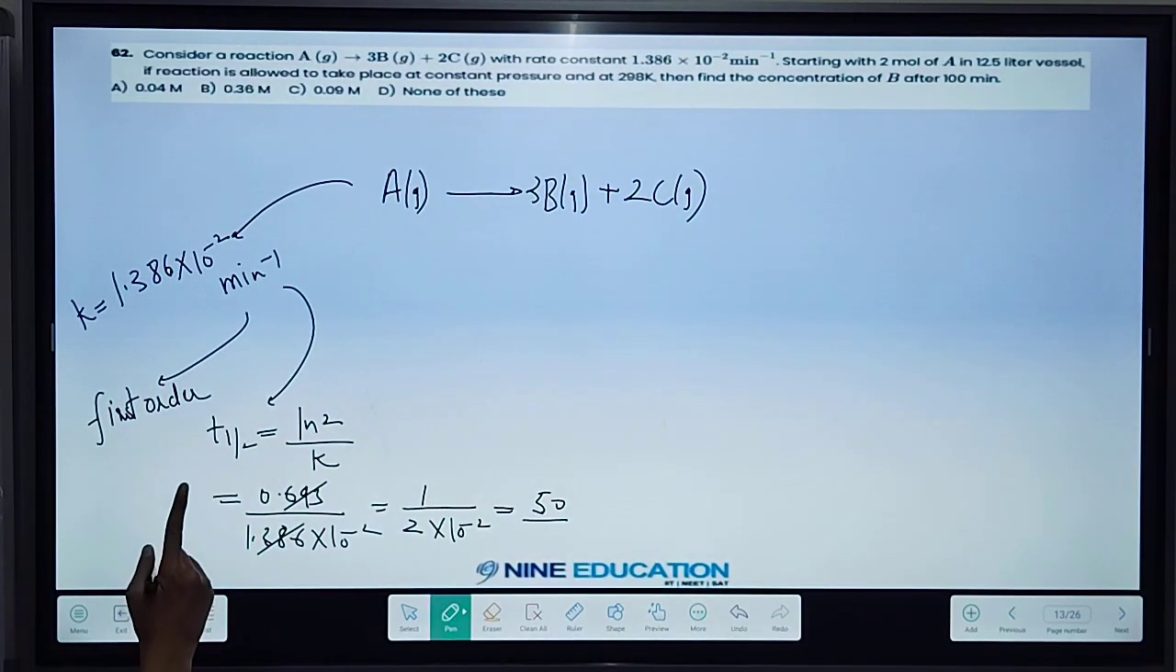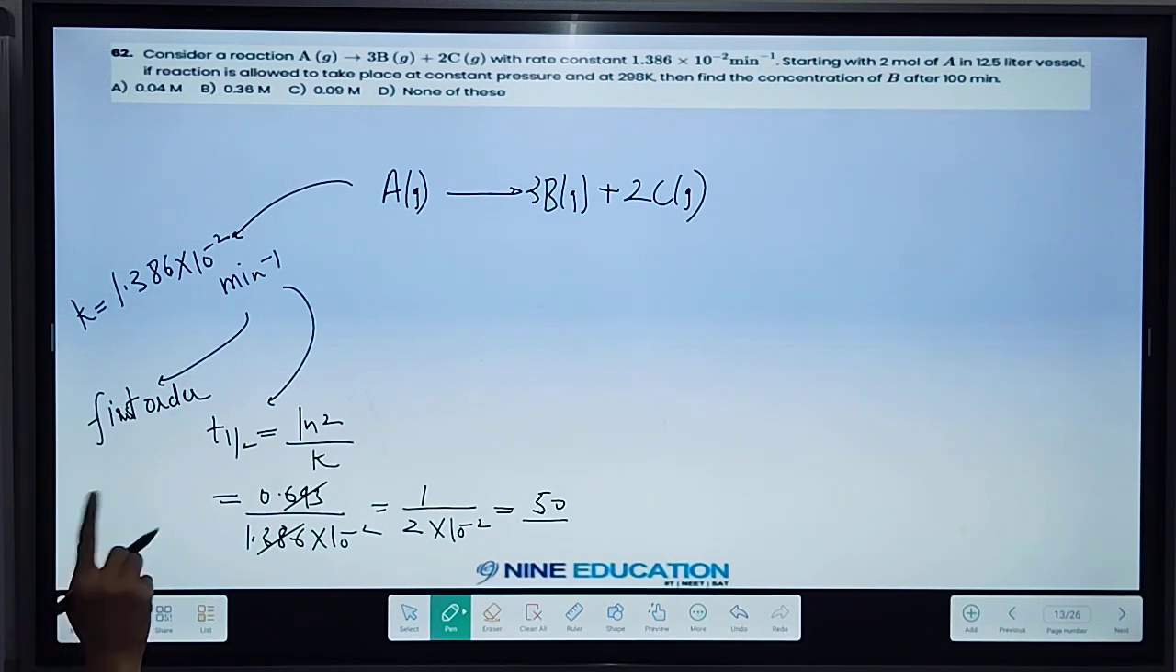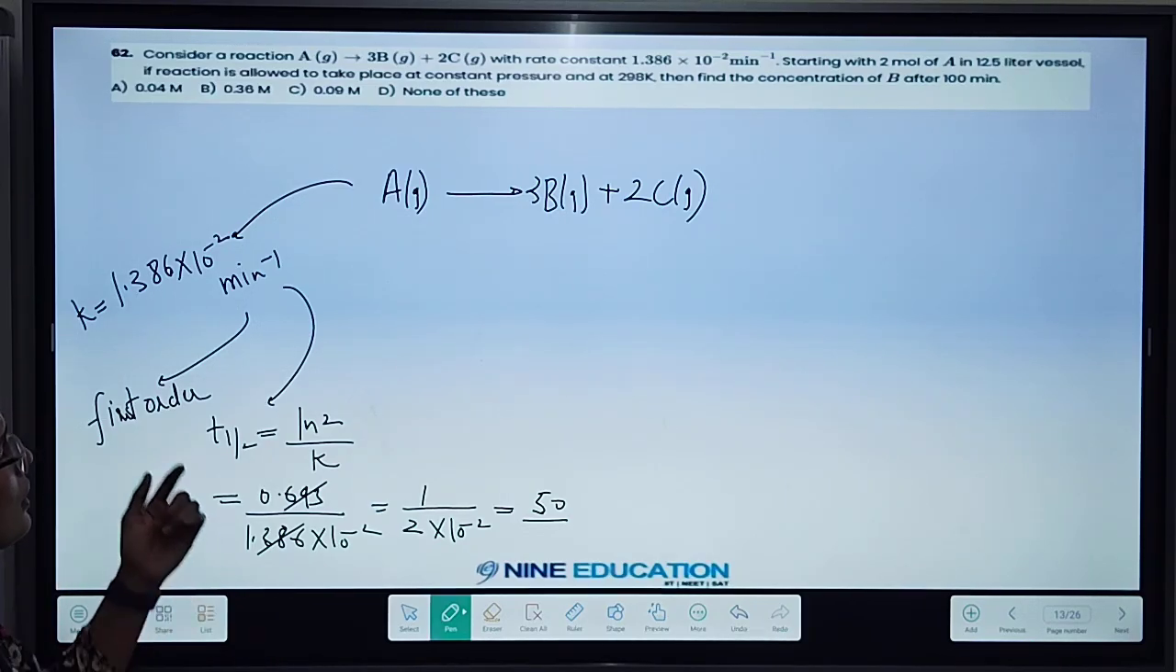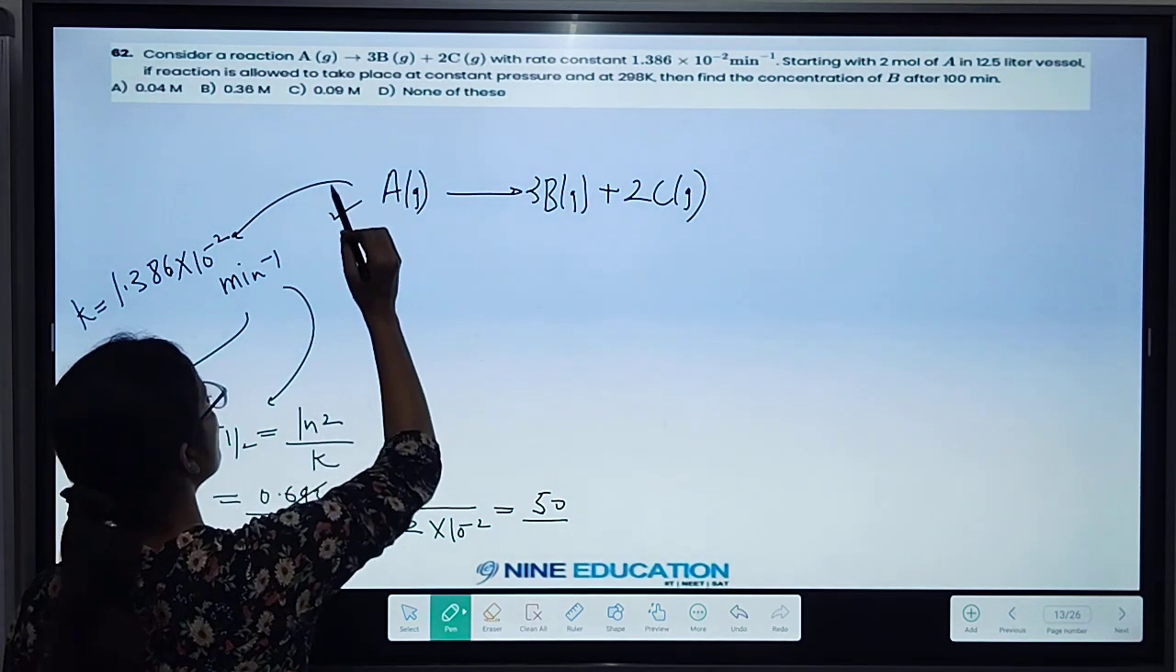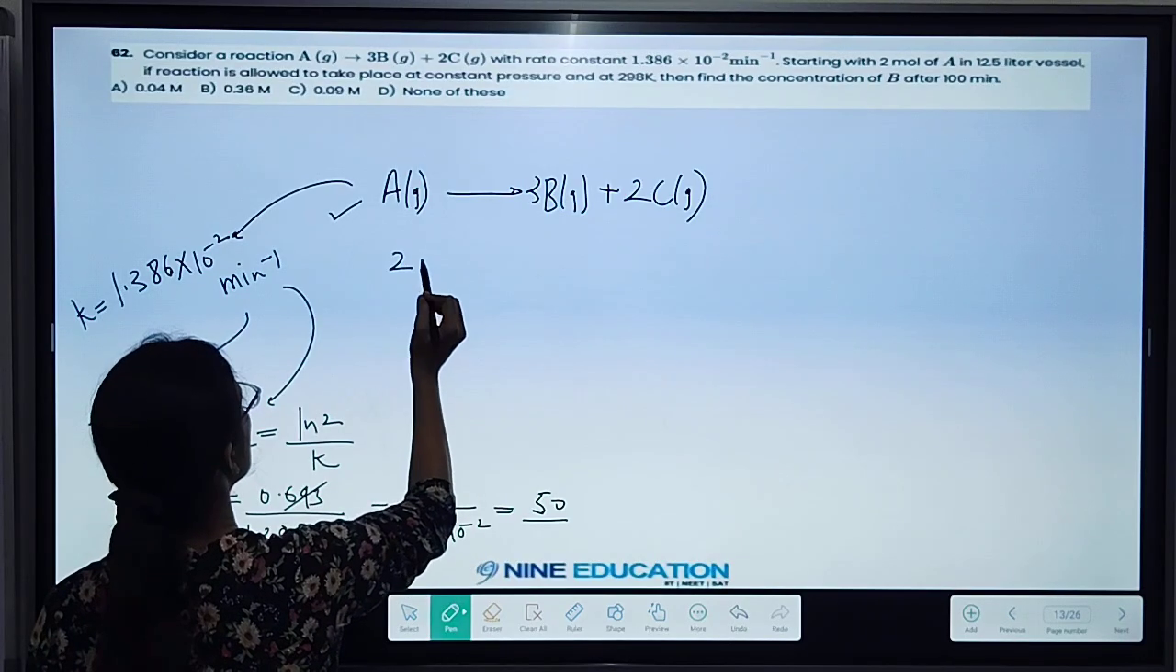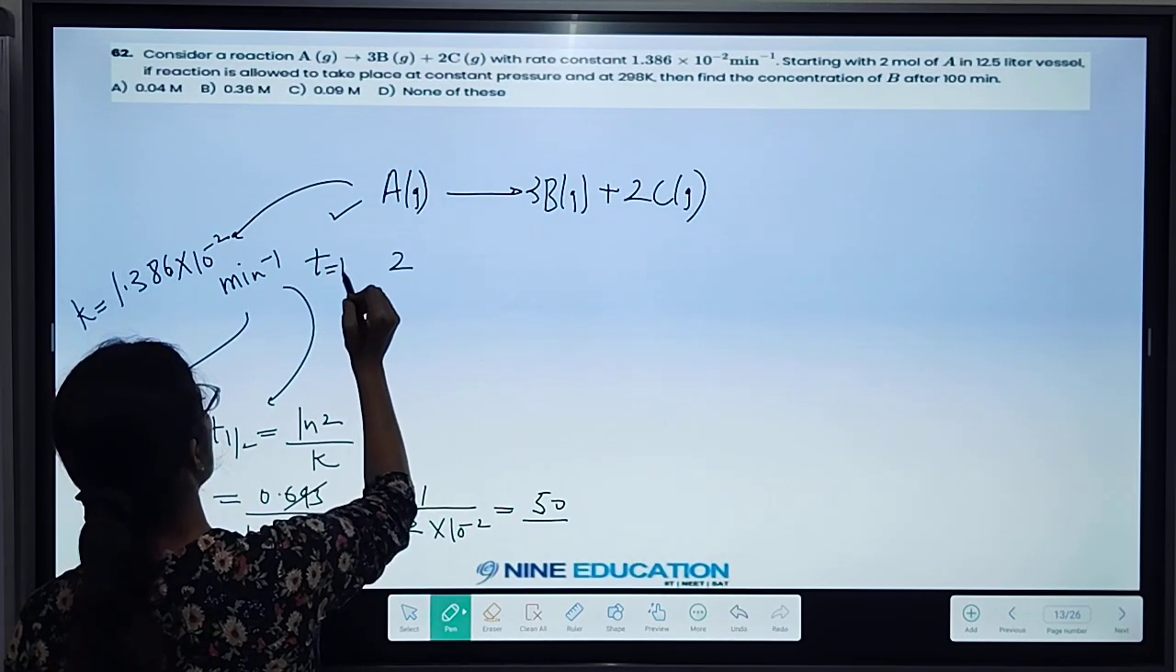So we should understand what will happen after 100 minutes. When we say t half, it means half of A has reacted. After 50 minutes, as we started with 2 moles of A, 1 mole has reacted and 1 mole is left. For first order, t half is independent of concentration, so for the next 50 minutes another half of A reacts, that is 0.5. So after 100 minutes, 1.5 moles of A would have reacted.